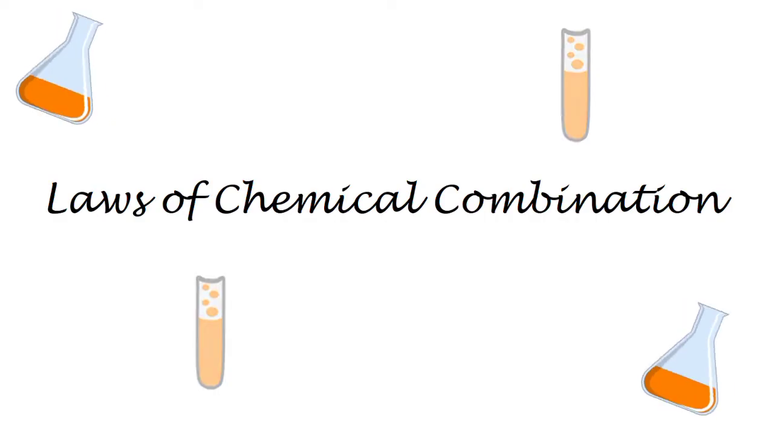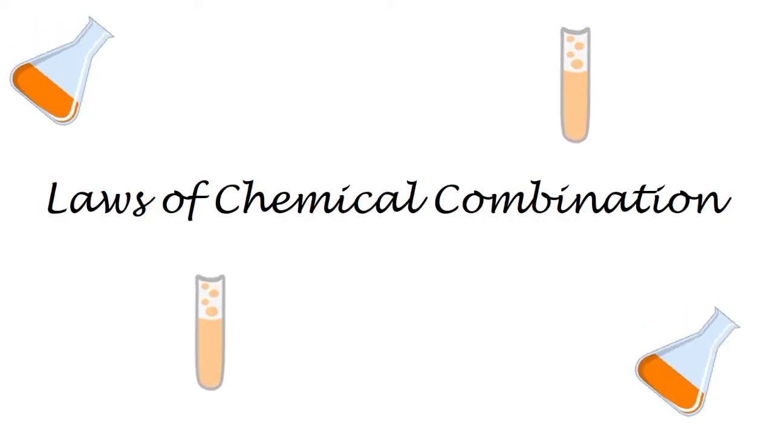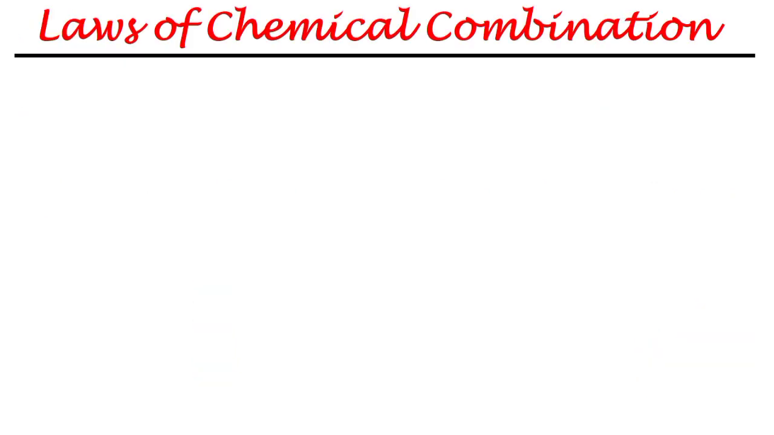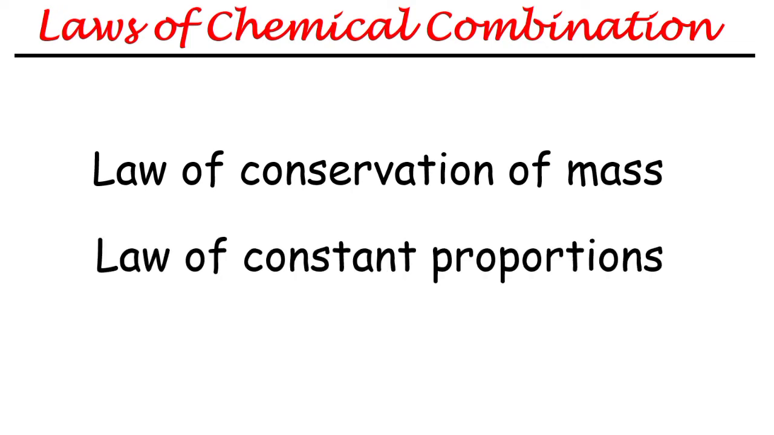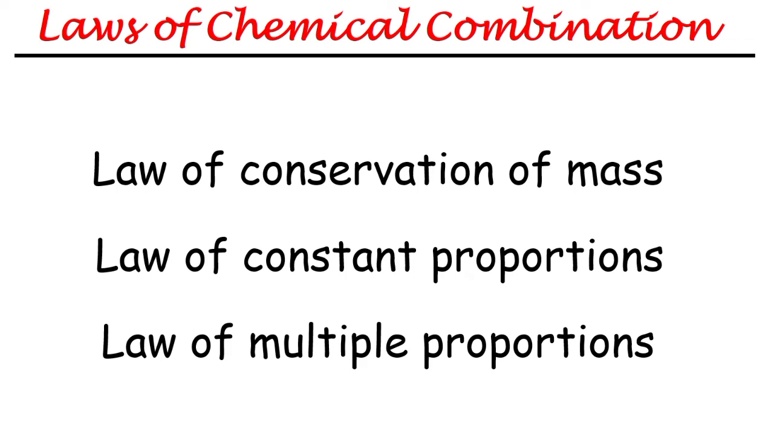Hello everyone. In today's video, we are going to see laws of chemical combination. There are three laws of chemical combination. The first one is the law of conservation of mass, then the law of constant proportions, and the law of multiple proportions. In today's video, we are just going to see the first two laws, which are the law of conservation of mass and the law of constant proportions.